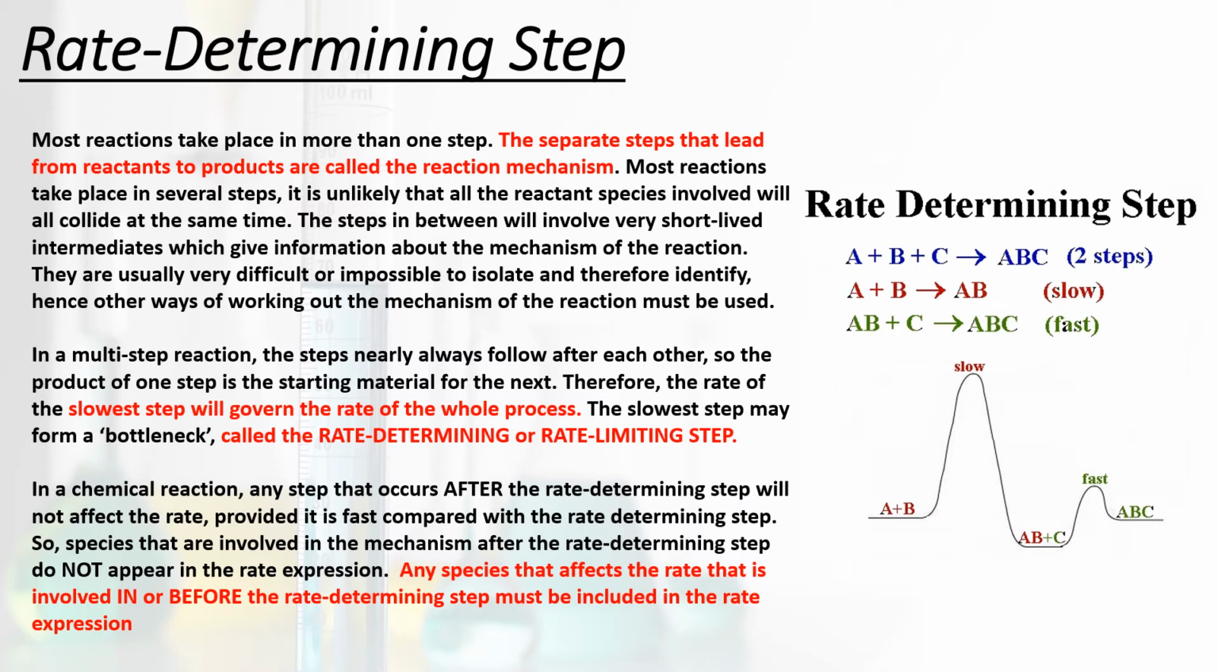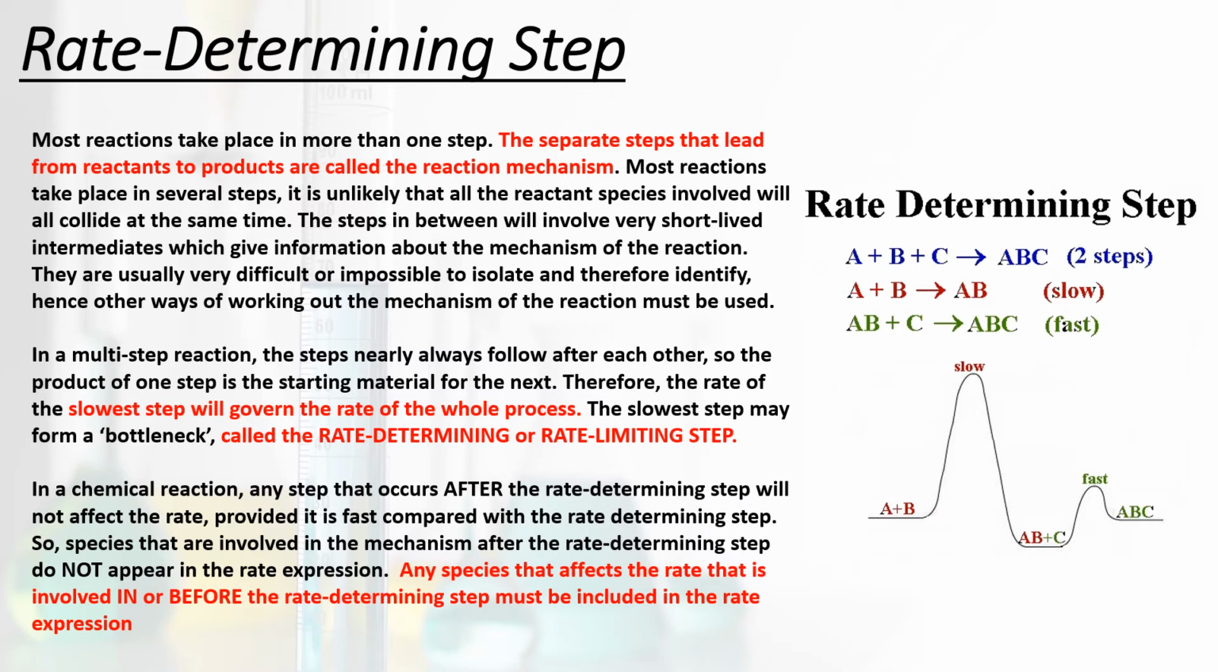Now in a chemical reaction, any step that occurs after the rate determining step will not affect the rate. That's because we've already had our slowest step. That's the thing that's really affected the rate. And so if we have steps that occur after the rate determining step that are faster than it, they're not going to affect the rate. So species that are involved in the mechanism after the rate determining step, i.e. after this slowest step, and that are not slower than the rate determining step, do not appear in the rate expression because they don't affect the rate of reaction. Any species that affects the rate that is before or is the rate determining step must be included in the expression.